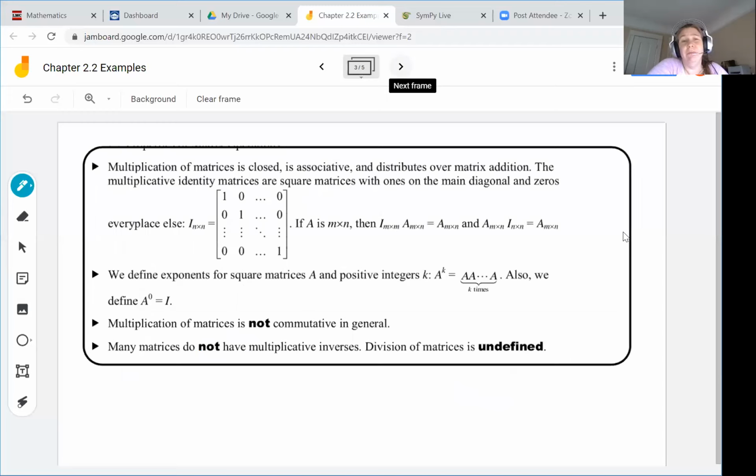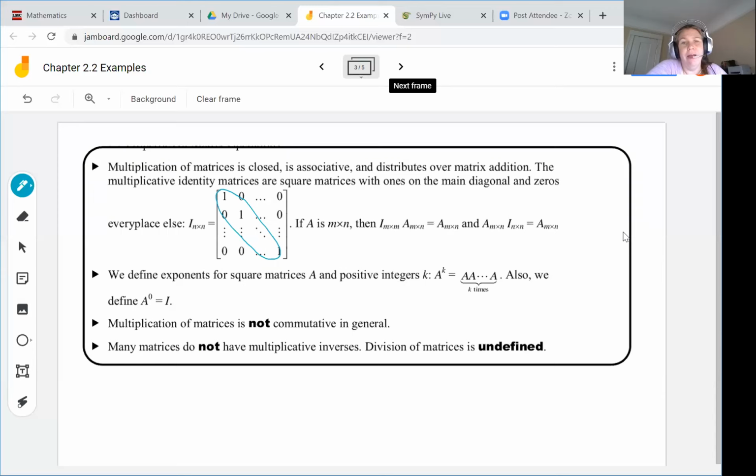The multiplication of matrices is closed, it's associative, and it distributes over matrix addition. The multiplicative identity matrices are square matrices with ones on the diagonal, what we call the main diagonal here, and zeros every place else. And we call this the identity matrix. So if it's a 4x4 matrix, we'd use I with a 4x4 down in the subscript. In general, we'll call it I n by n.